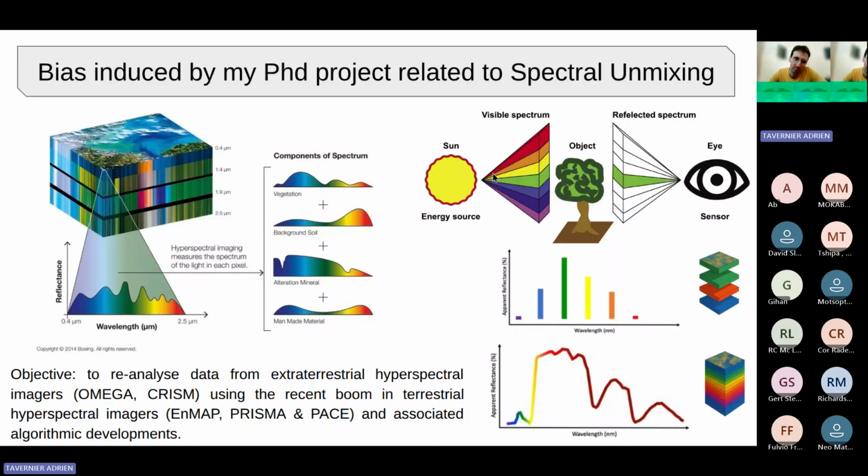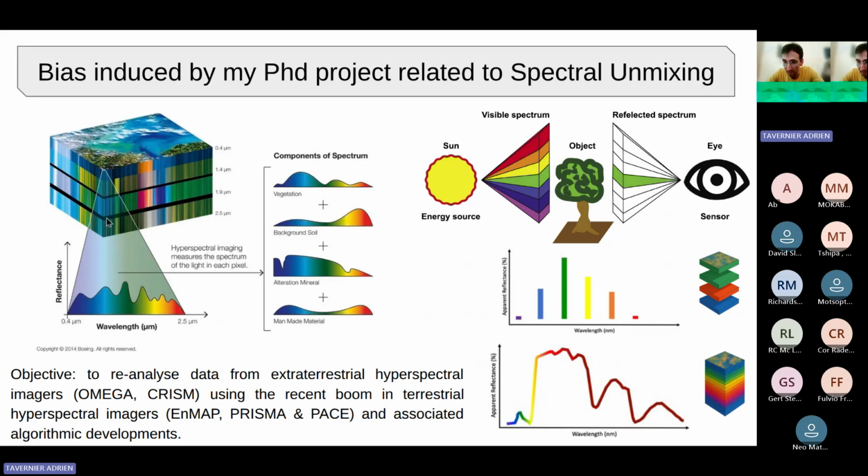The topic of my PhD is using data cubes. You have here on the left a data cube. You have pixels like a typical camera, like the one on your phone. Again, it's 3 channels, red, green, blue, and you make a mix of them to reproduce what the human eye can see. But with a cube, we have hundreds of channels.